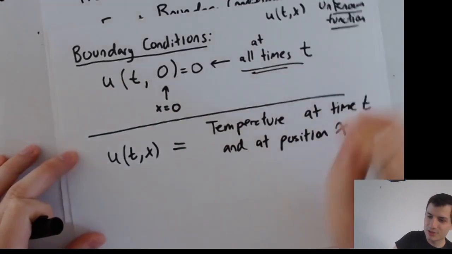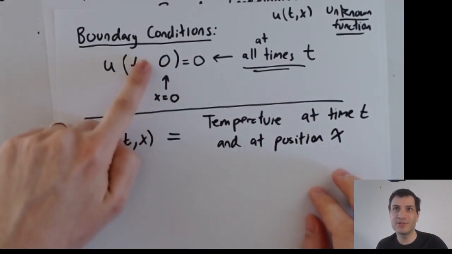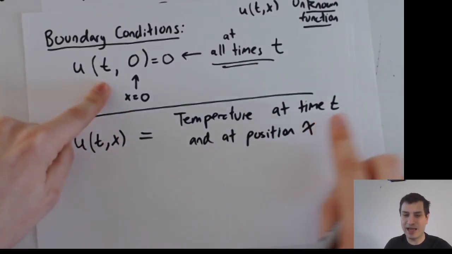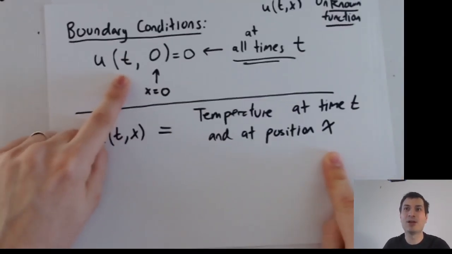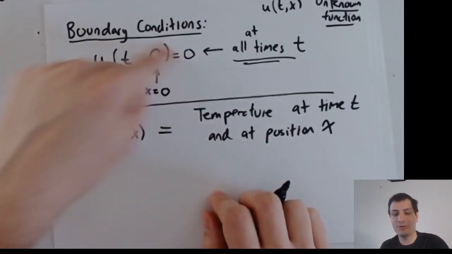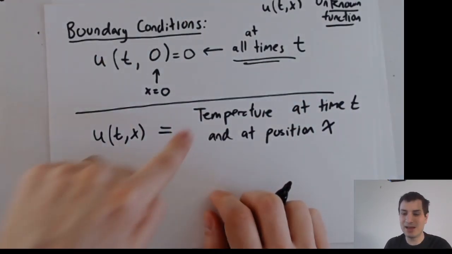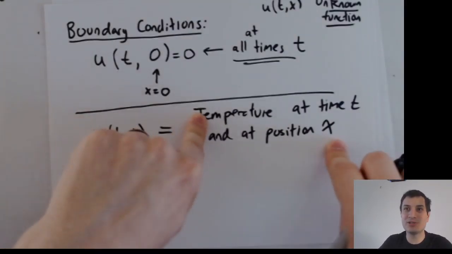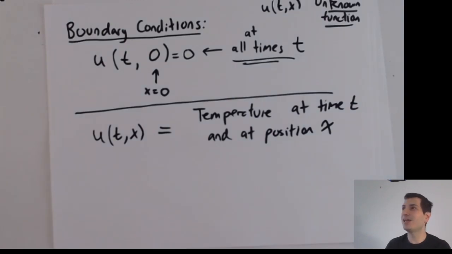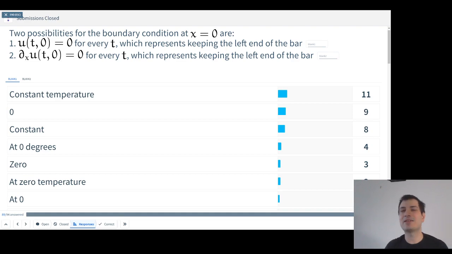So if the boundary condition says u(t, 0) at x equals 0 is always 0, and that represents the temperature at time t and position 0, this mathematical thing, keeping the function at 0, is the same as keeping the temperature of the rod at position 0 equal to 0. So I would say constant temperature is on the right track, but it is not specific enough. What you need to say is it's constant temperature and the constant is 0.